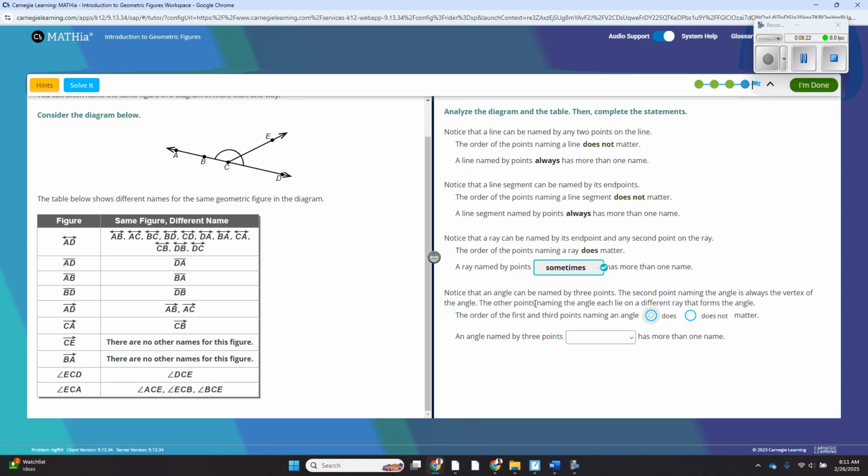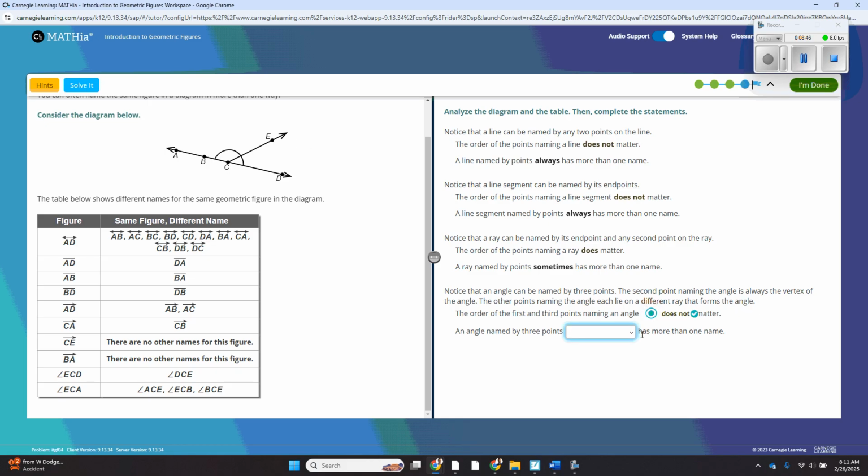It says, notice that an angle can be named by 3 points. A second point naming an angle is always the vertex of the angle, and the other points lie on different rays for that angle. The ordering of the first and the third points of an angle does not matter. So for example, you could either say ECD or DCE. So this one does not matter. And it says an angle named by 3 points, this is always going to have more than one name. Again, you can always flip-flop those. All right, so I think we are done with that section.